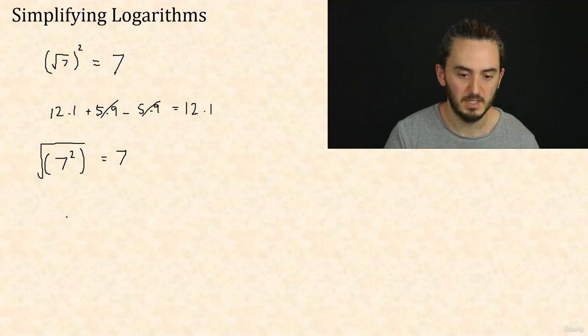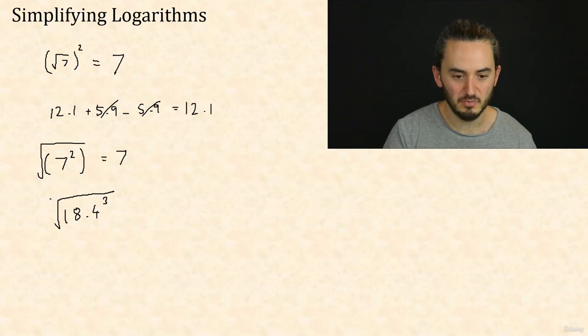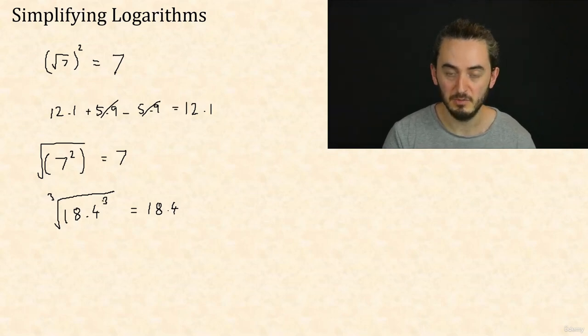And it's the same with cube rooting. I've got some very complicated number like 18.4, and then I'm going to cube it. Do you know what that is? Of course you don't. And then I'm going to ask you to cube root some huge number. But obviously the answer is just 18.4 because cube rooting cancels with cubing.